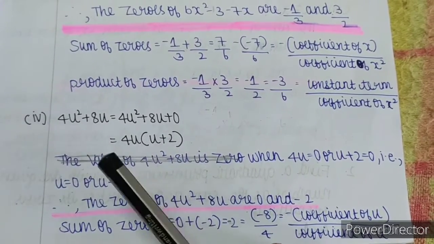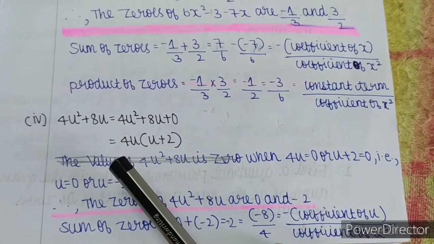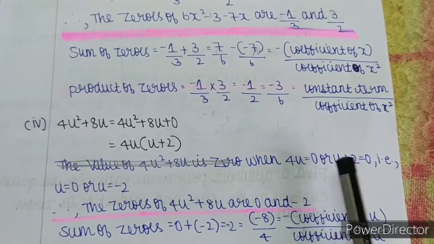Now on factorizing it further for the value of u, as I told, it can be of any alphabet. It is not necessary that the alphabet should be only x and y. So 4u is equal to 0 and u plus 2 is equal to 0.